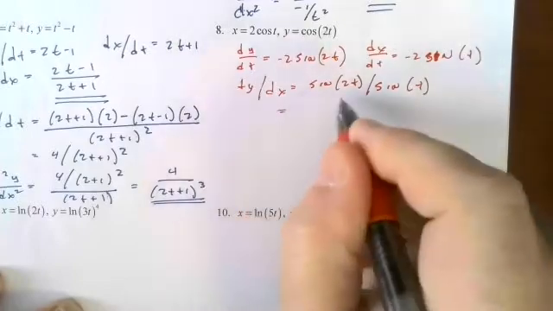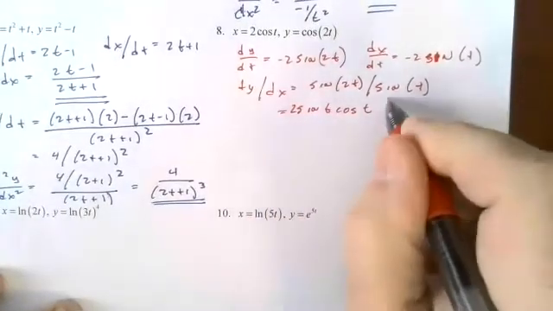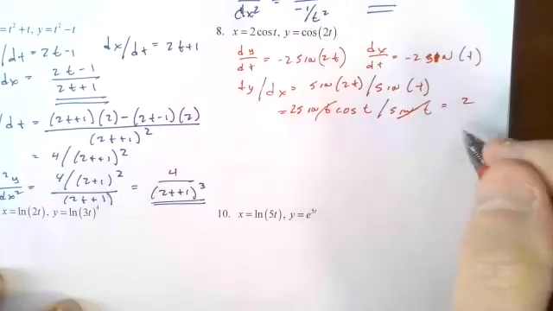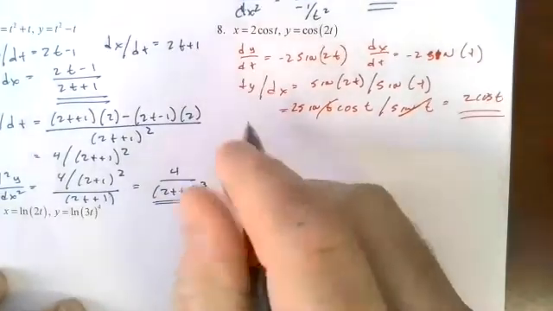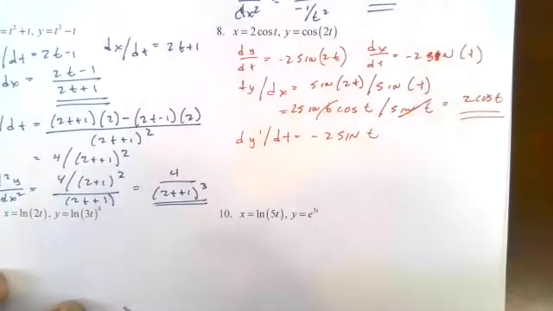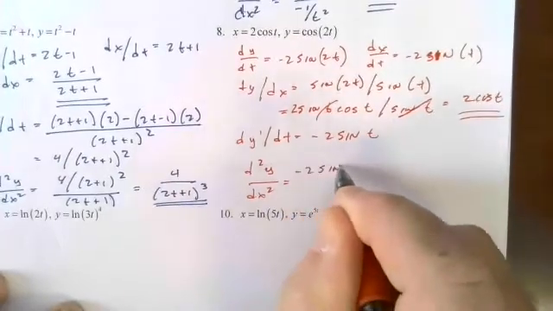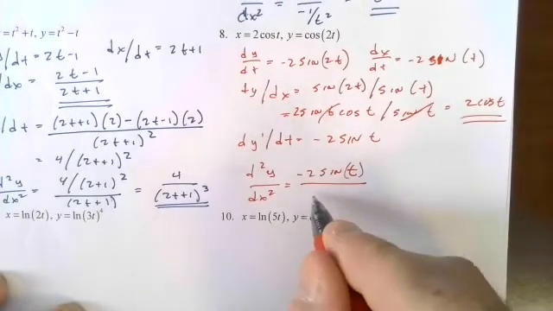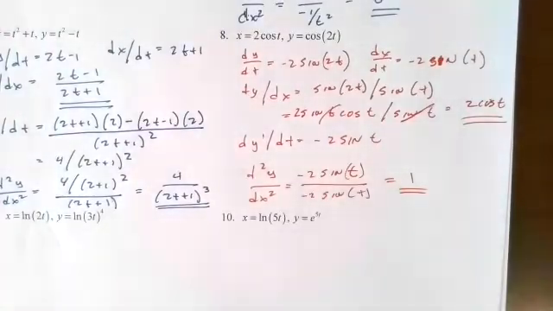We can do some fancy math here. Sine of 2t is the same as 2 sine of t cosine of t, divided by sine of t, gives us 2 cosine of t, which makes life a lot easier. d/dt of dy/dx is -2 sine of t. d squared y over dx squared equals -2 sine of t over -2 sine of t, which is 1, which is crazy and bizarre.